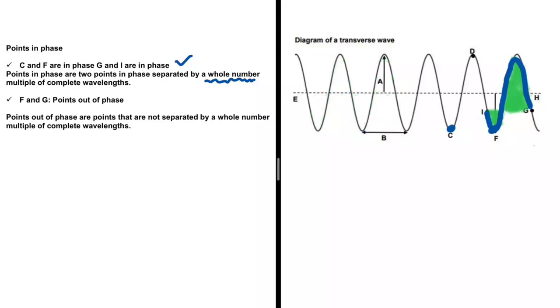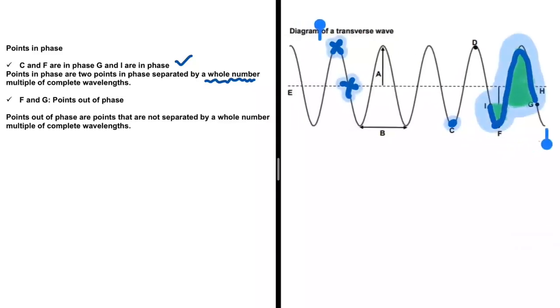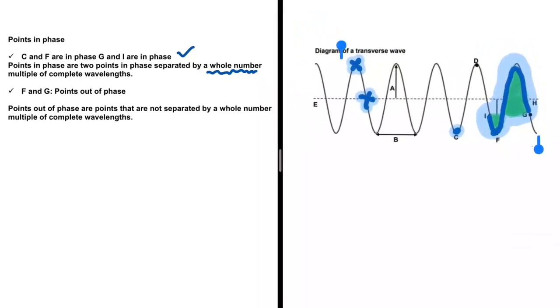Let's also concentrate on the crest and the trough. So what about this point up here? Obviously, between these 2 points, we cannot say that they are in phase because there is no whole number multiple of complete wavelengths. And then what about these 2 points right here? Are they in phase? No, they're not. We don't have a whole number of complete wavelengths in between them. Just like these 2 points, they're not in phase.